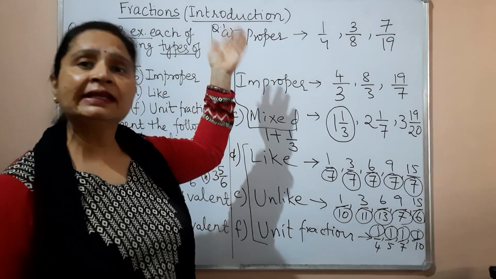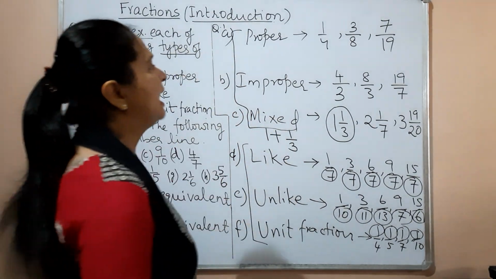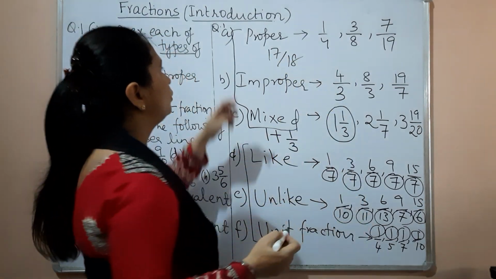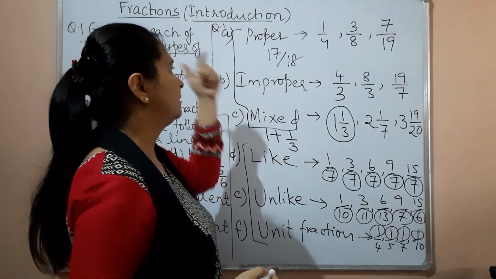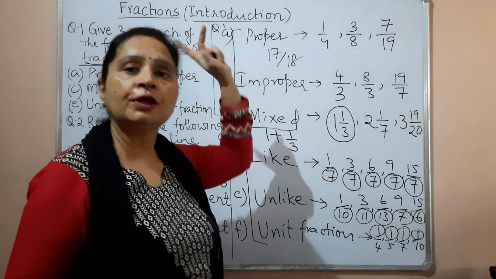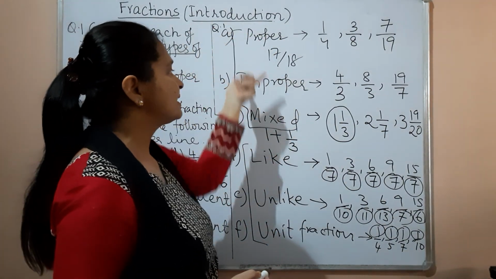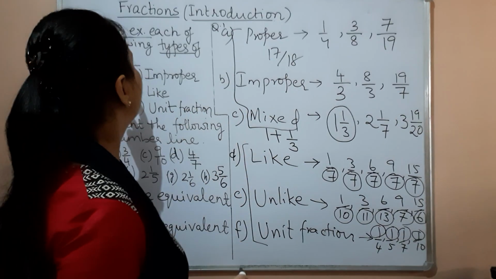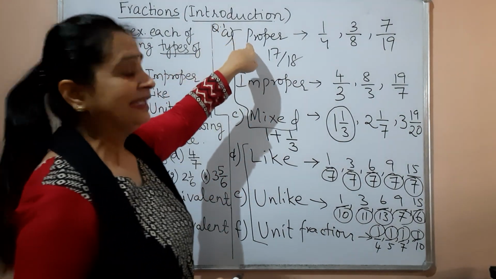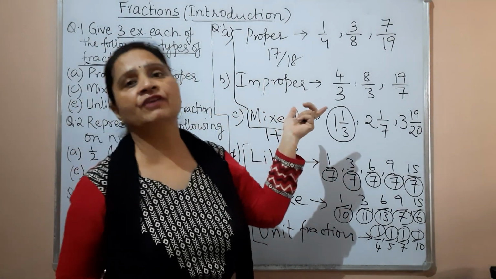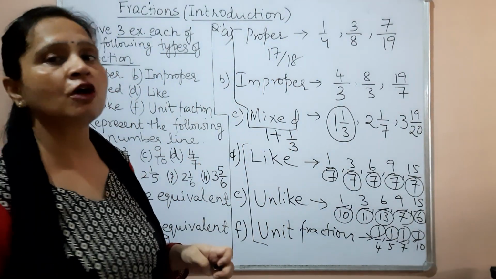If you write any fraction at random, say 17 upon 18, and you have to decide whether it is proper or improper or mixed. Whatever number you have written, you have to decide which category it falls into. That means the types of fraction are either proper fraction or improper fraction or mixed fraction. These are the only 3 types of fraction.